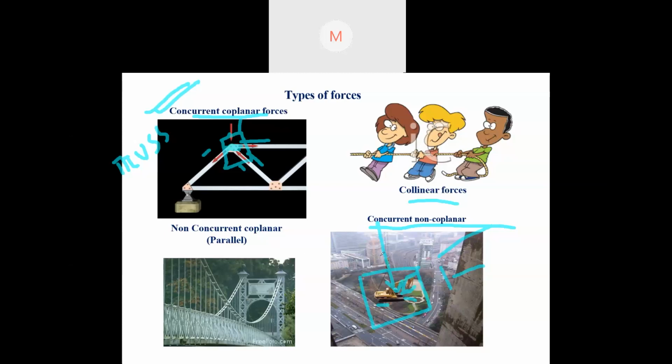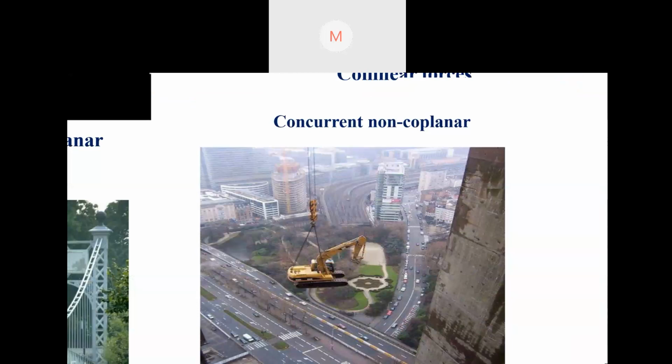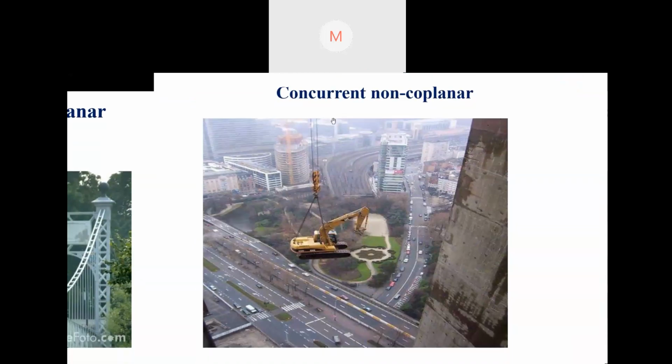Okay, that means they don't lie on the same plane, but the forces, there is one rope hanging, so it is on the same line, but it is not on the same plane. Or if I zoom it, are you seeing it now? Are you able to see now? Yes, sir.